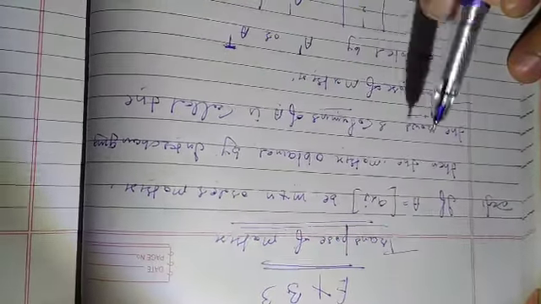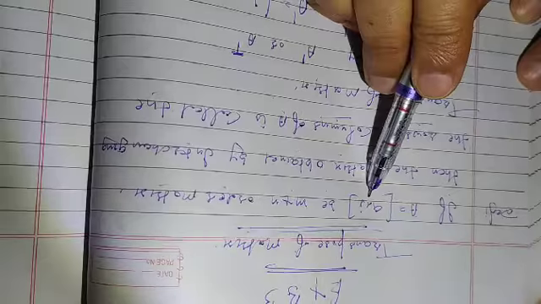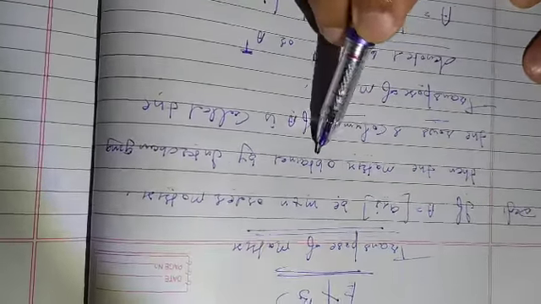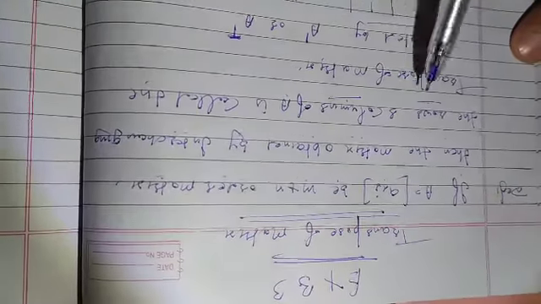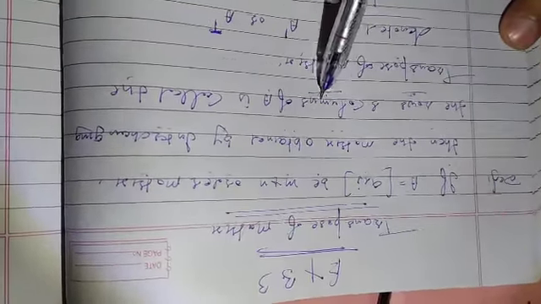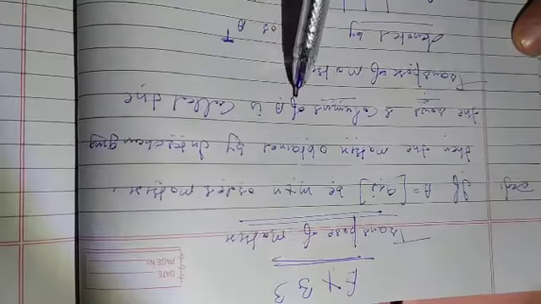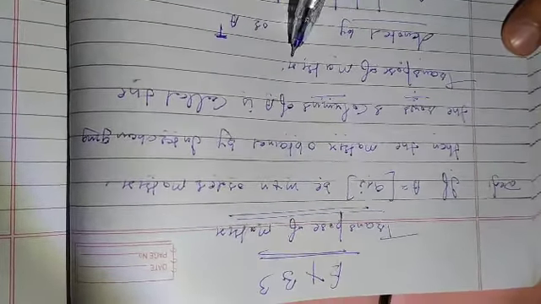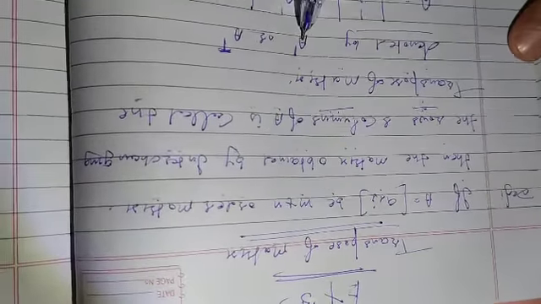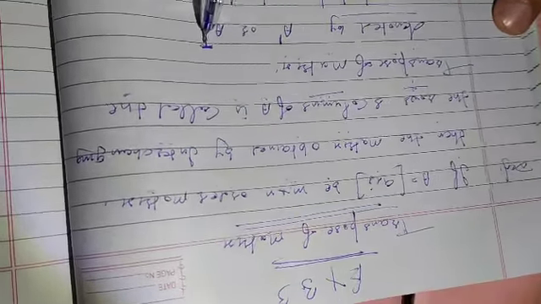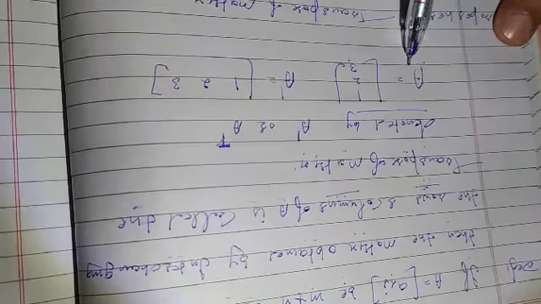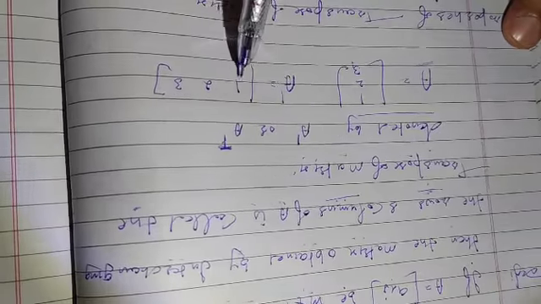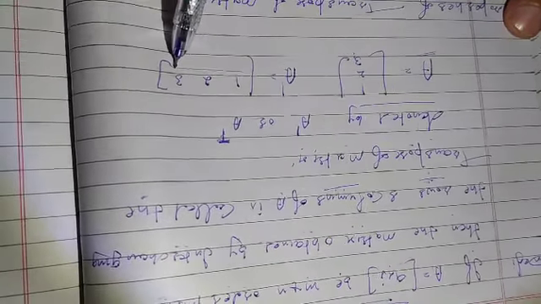Transpose of a matrix. If Aij is an m by n order matrix, then the matrix obtained by interchanging rows into columns, and columns into rows, of matrix A is called the transpose of a matrix. It can be denoted by A dash or A T. For example, matrix 1, 2, 3, then the transpose of this: the first column of A becomes the first row of A transpose.